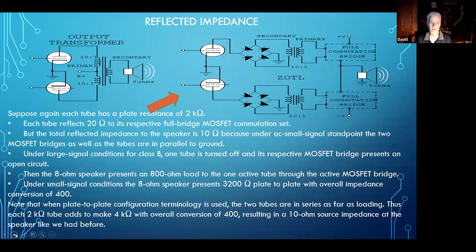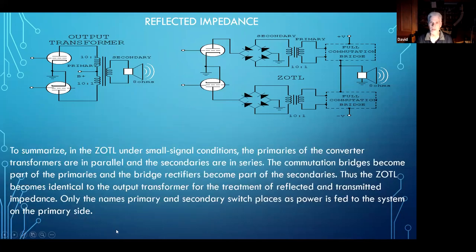the bottom line is, in summary, in the ZOTL under small signal conditions, the primary converter transformers are in parallel, the secondaries are in series, the commutation bridges become part of the primaries, the bridges become part of the secondaries. Thus, the ZOTL becomes identical to the output transformer for the treatment of reflected and transmitted impedance. So that's the important thing to take home from this. Only the names primary and secondary switch places as power is fed into the system on the primary side.